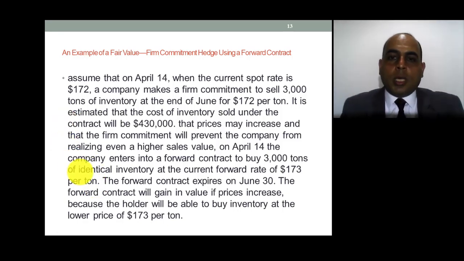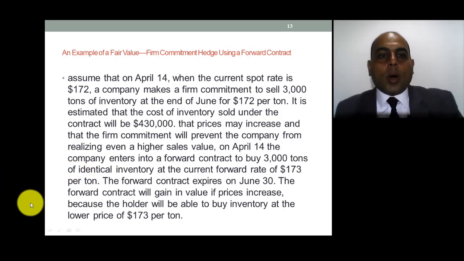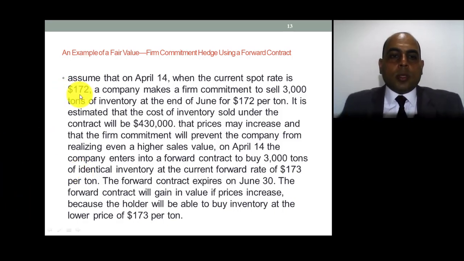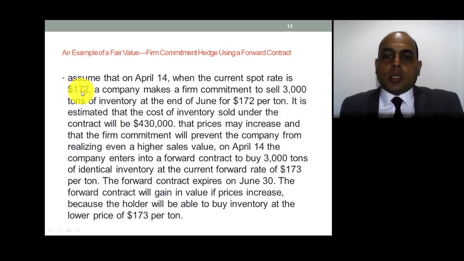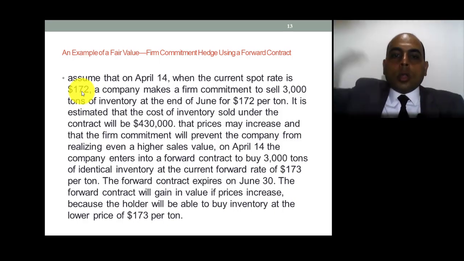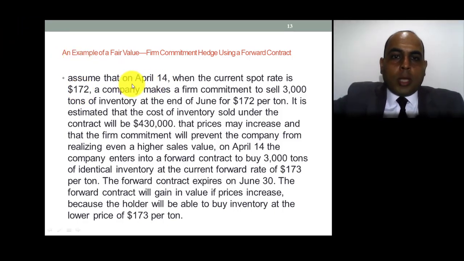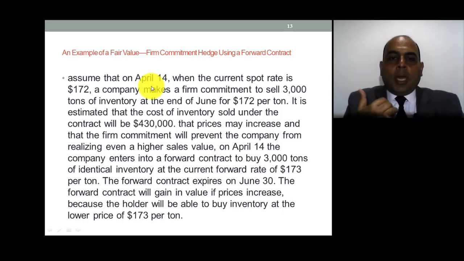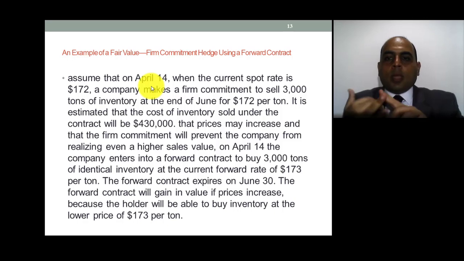Assume that on April 14, when the current spot rate is $172, the company makes a firm commitment to sell 3,000 tons of inventory at the end of June for $172 per ton. We agreed to sell 3,000 tons of our inventory at the end of June. We are still on April 14, but we agreed to sell our customer inventory at $172 per ton at the end of June.